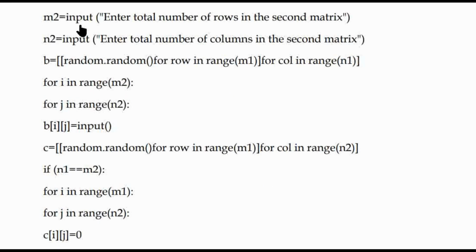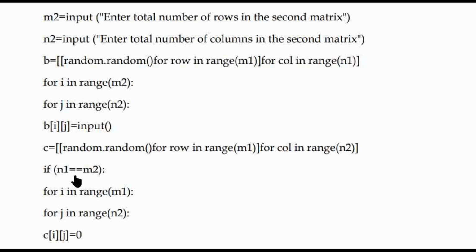m2 equal to input, enter total number of rows in the second matrix. n2 input, enter total number of columns in the second matrix. B is equal to random function for row in range m1, for col in range n1, for i in range m2, for j in range n2, Bij equal to input function. C is equal to random function for row in range m1, for col in range n2.